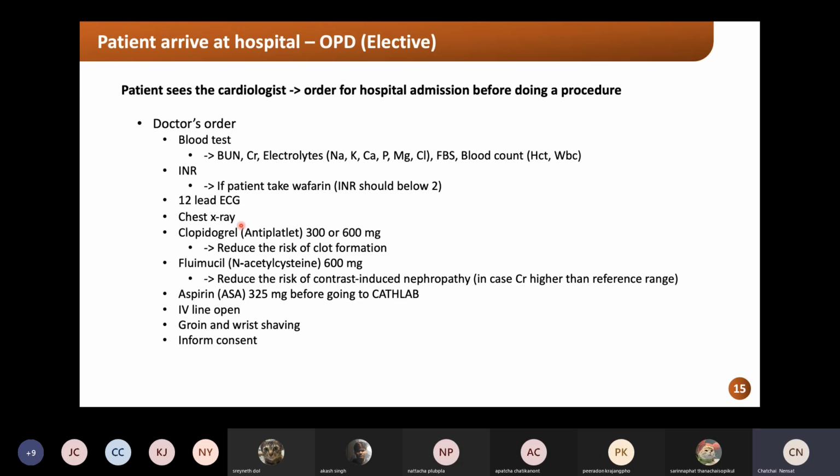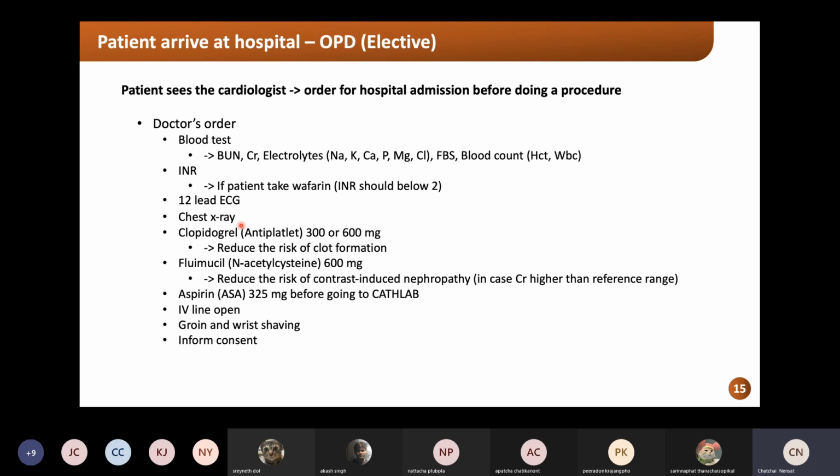And the doctor may order groin and wrist shaving as well, because when you insert something into the patient, the surface around the insertion site has to be sterile, right? There is no contamination, it has to be 100% sterile. So you have to shave the hair on the groin and wrist area as well to prevent contamination.